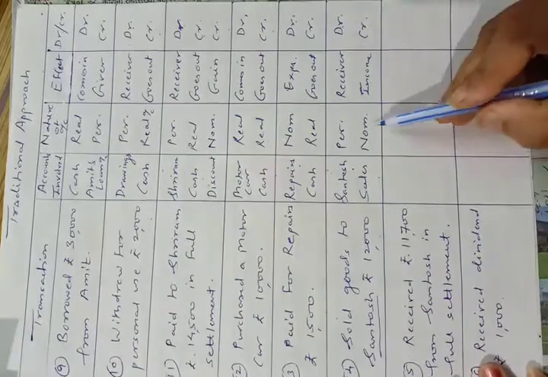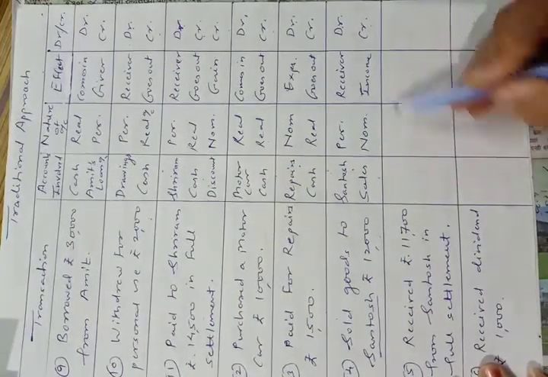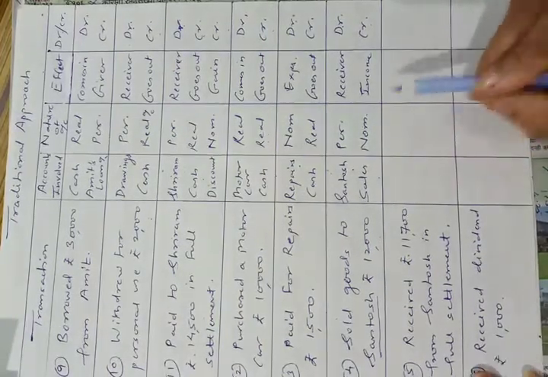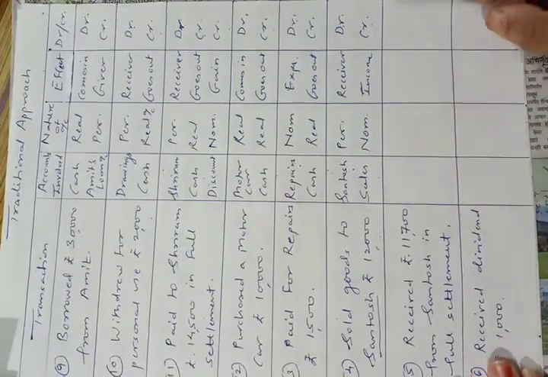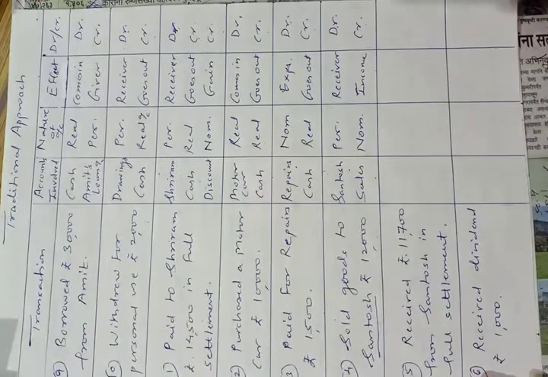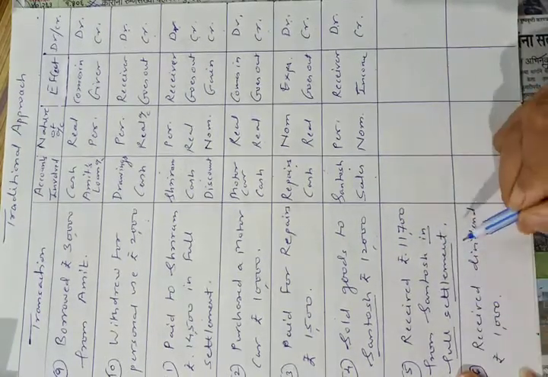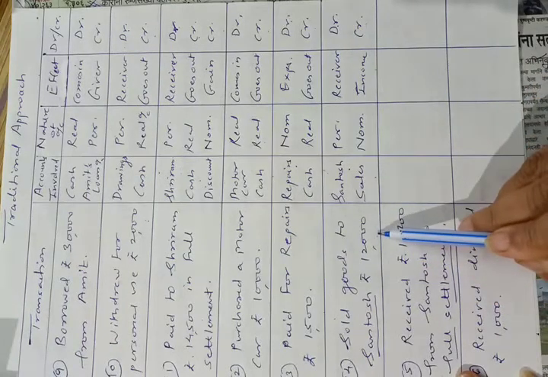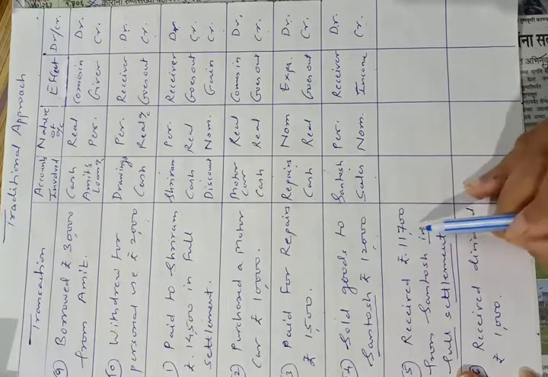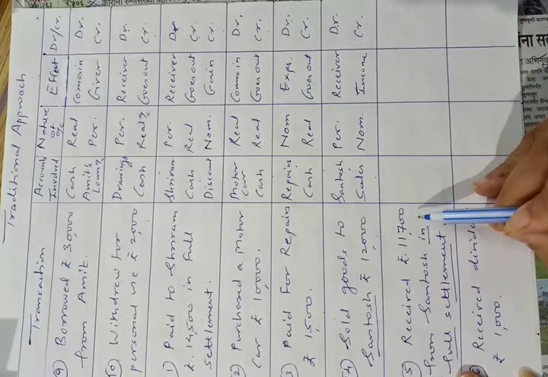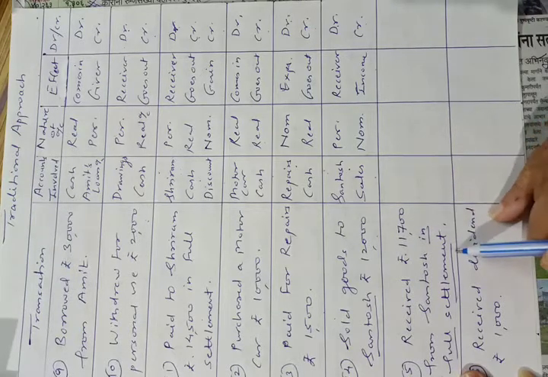Okay. Nominal accounts rule is debit all expenses and losses, credit all incomes and gains. So as sales is income, it is credited. Next, received rupees 11,700 from Santosh in full settlement. We are receiving rupees 11,700 in full settlement. We have sold goods worth rupees 12,000 to Santosh and now receiving from him rupees 11,700 in full settlement.